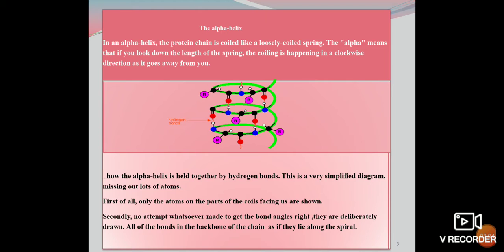So how is the alpha helix held together by hydrogen bonds? This is a very simplified diagram, missing out lots of atoms. First of all, only the atoms on the parts of the coils facing us are shown. And secondly, no attempt whatsoever has been made to get the bond angles right. So they are deliberately drawn, and all of the bonds in the backbone of the chain are as if they lie along the spiral. So it is a clockwise direction, as in a loosely coiled spring.